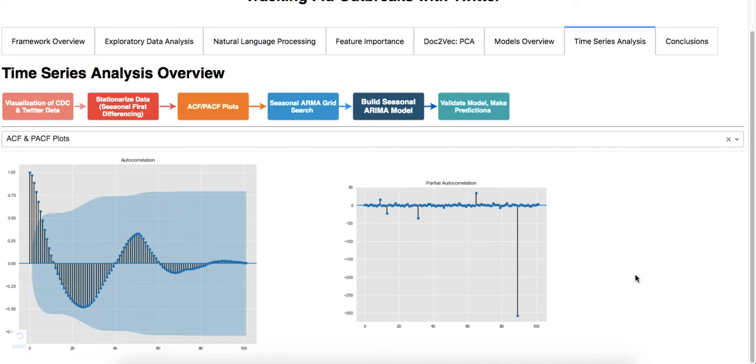In order to stationarize the data, first seasonal differencing was applied to the data, and stationarity was confirmed with the Dickey-Fuller test. Two seasonal ARIMA models were then constructed, one with just CDC data and one with CDC and Twitter data. One step ahead forecasting was used to validate and compare the models. A given model can make predictions, and those predictions are then compared to known values.